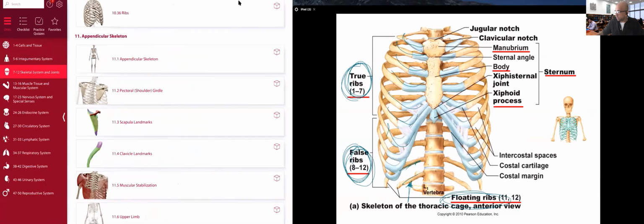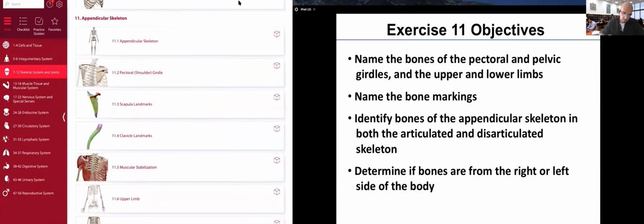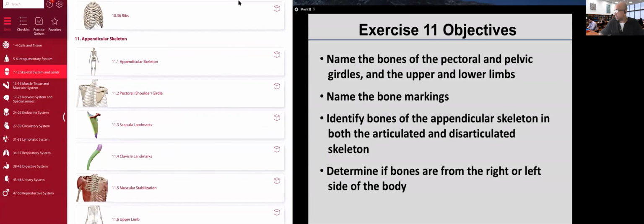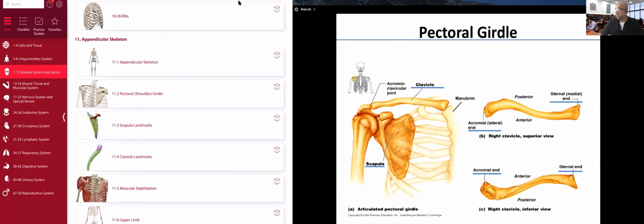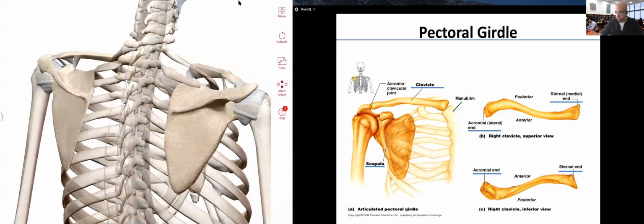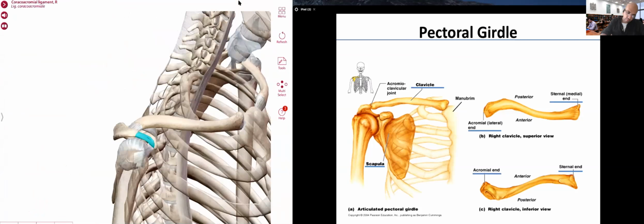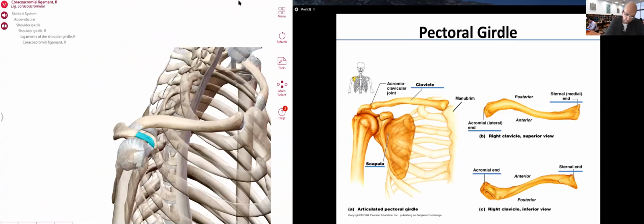All right. Moving on to the appendicular skeleton, starting with the bones of the upper limb. First, we're looking at the pectoral girdle, that would be forming the shoulder.